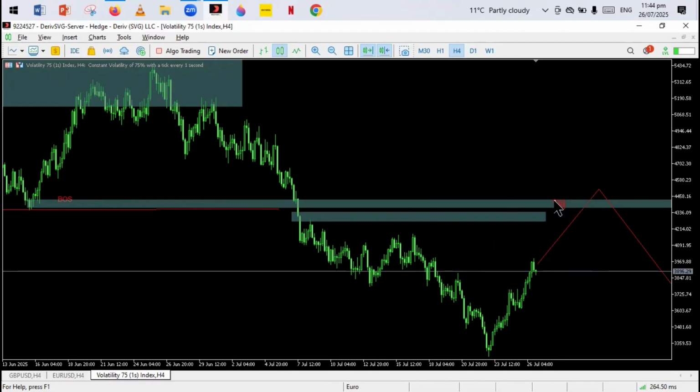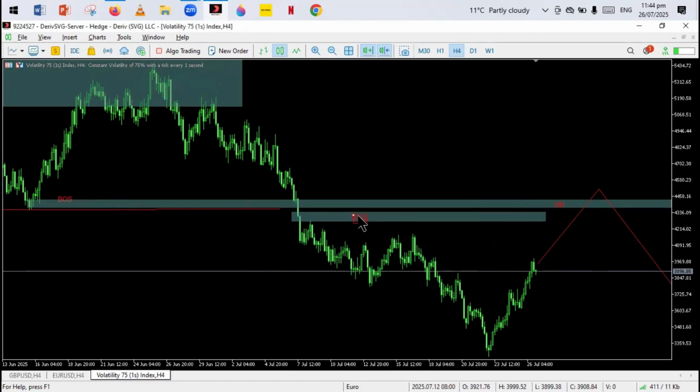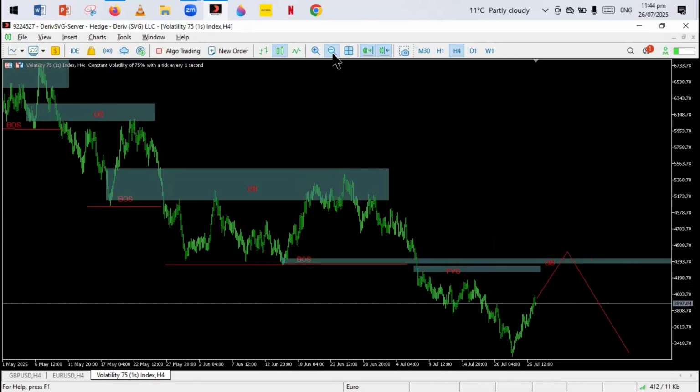So that is how the strategy works. Price always reacts from an order block or from the fair value gap. So you just have to choose the instruments that you're trading and then know how well they react to the order block or the fair value gap. But yes, that is the move that we can expect on Volatility 75 (1s).